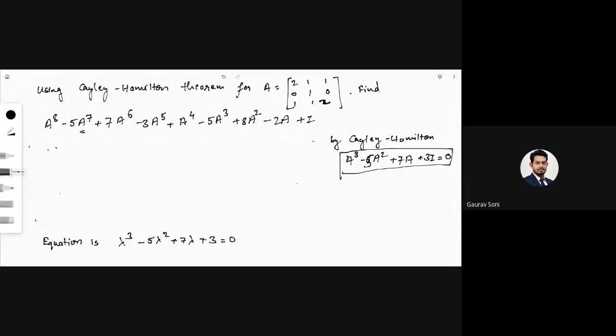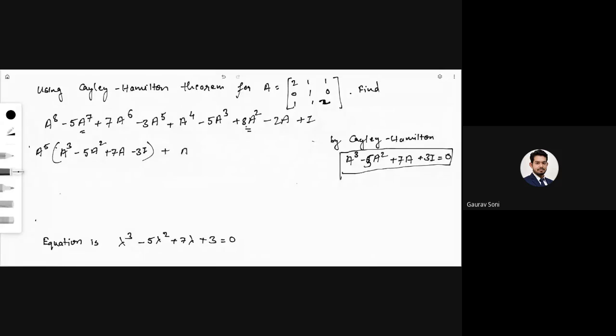Yes, exactly. So we'll take A raised to 5 common. In the bracket you have A raised to 8, A raised to 5 is common, so this will be A cubed minus 5A squared plus 7A minus 3 times identity. Plus in the next one, the problem is this 8A squared. How, sir, can I write it? We can take A out.